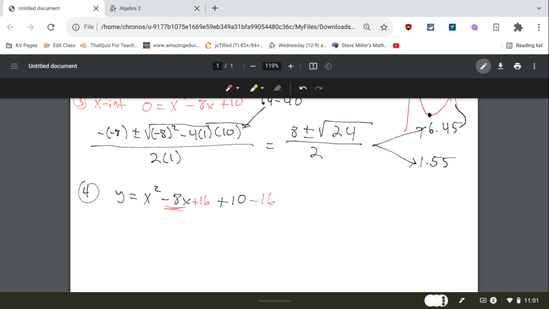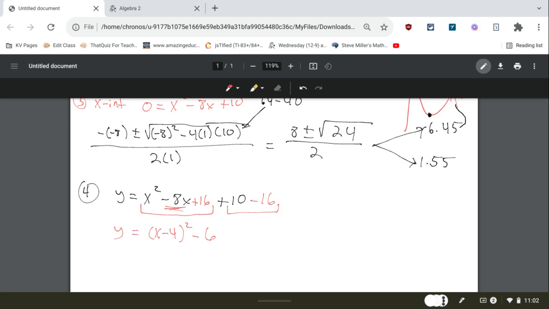And then what would I do? These three terms right here, I'm going to factor them. It would be x minus 4, in factored form, and that's going to be x minus 4 all squared. And then these two, 10 minus 16 is going to be -6.